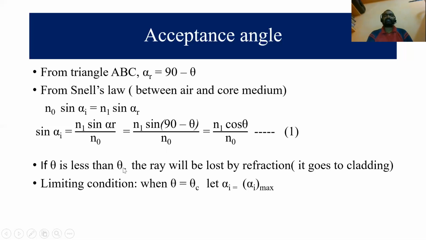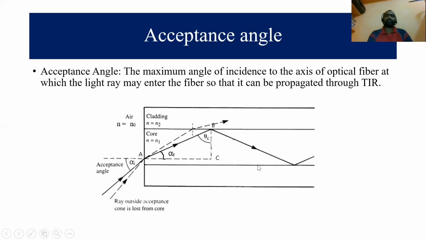If theta is less than critical angle, what happens? The ray will be lost by refraction, which means that if this angle of incidence theta is less than the critical angle, then this light ray enters into the cladding medium rather than undergoing total internal reflection like this. It will go like this dotted line. Here this light ray is making an angle of incidence at the core cladding interface theta less than critical angle. So it enters the cladding medium.